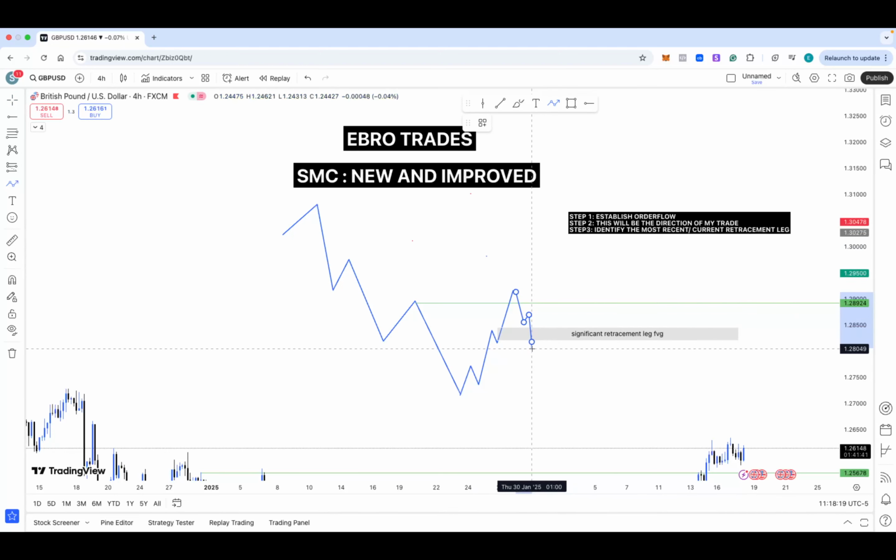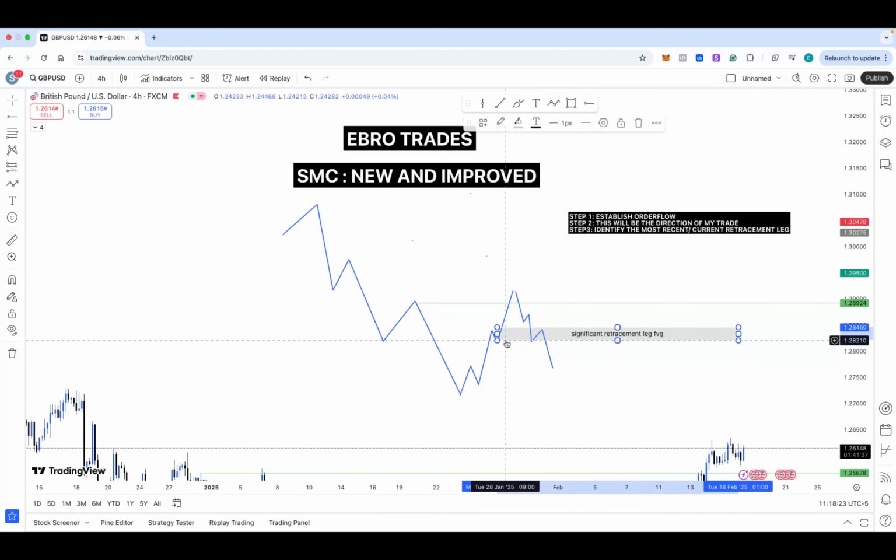As soon as we disrespect this fair value gap, we are going to take our entry. So this bullish retracement leg PD array, as soon as price passes through it and disrespects it, we know that essentially price will continue in line with our 4-hour order flow. This will all be on the 4-hour time frame or the 5-minute time frame or the 15 minutes, whatever time frame you're using.